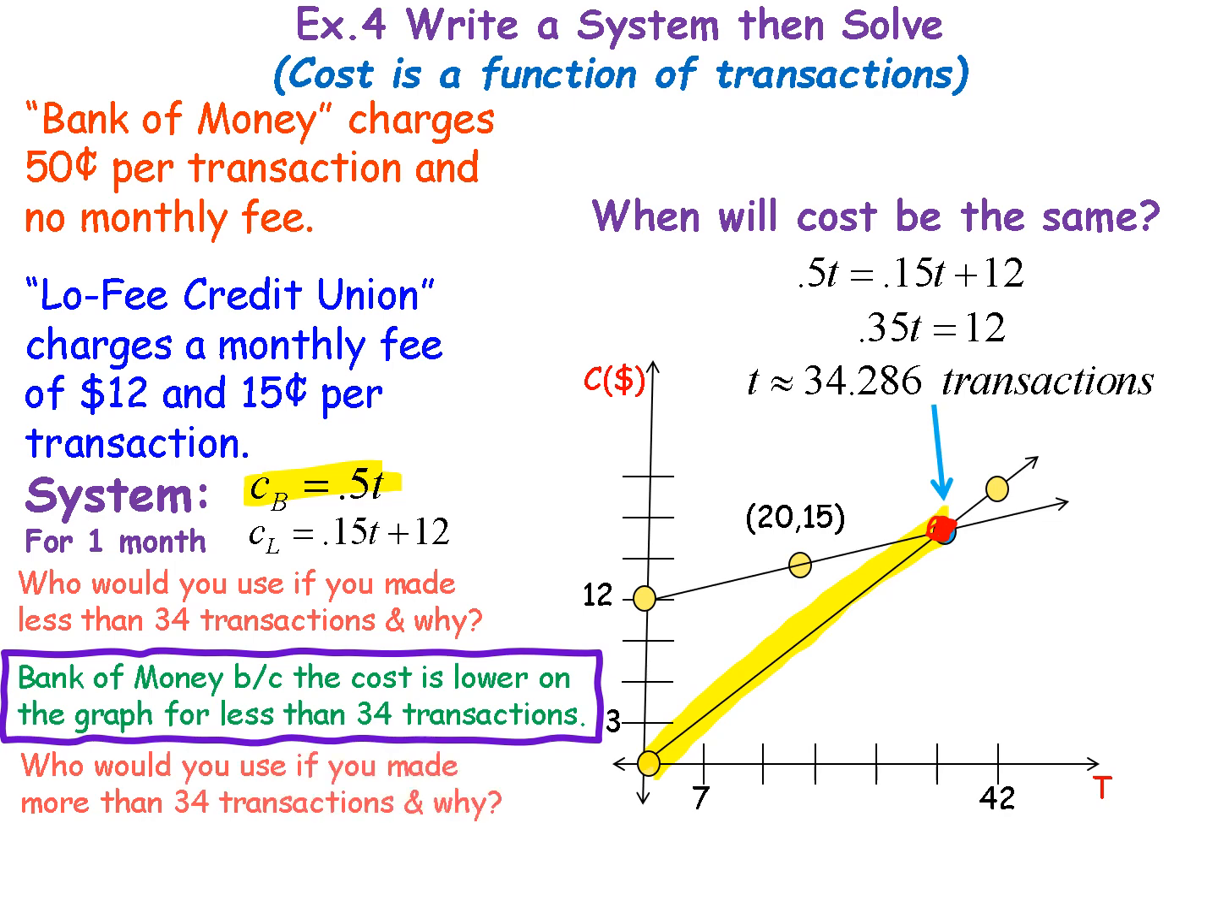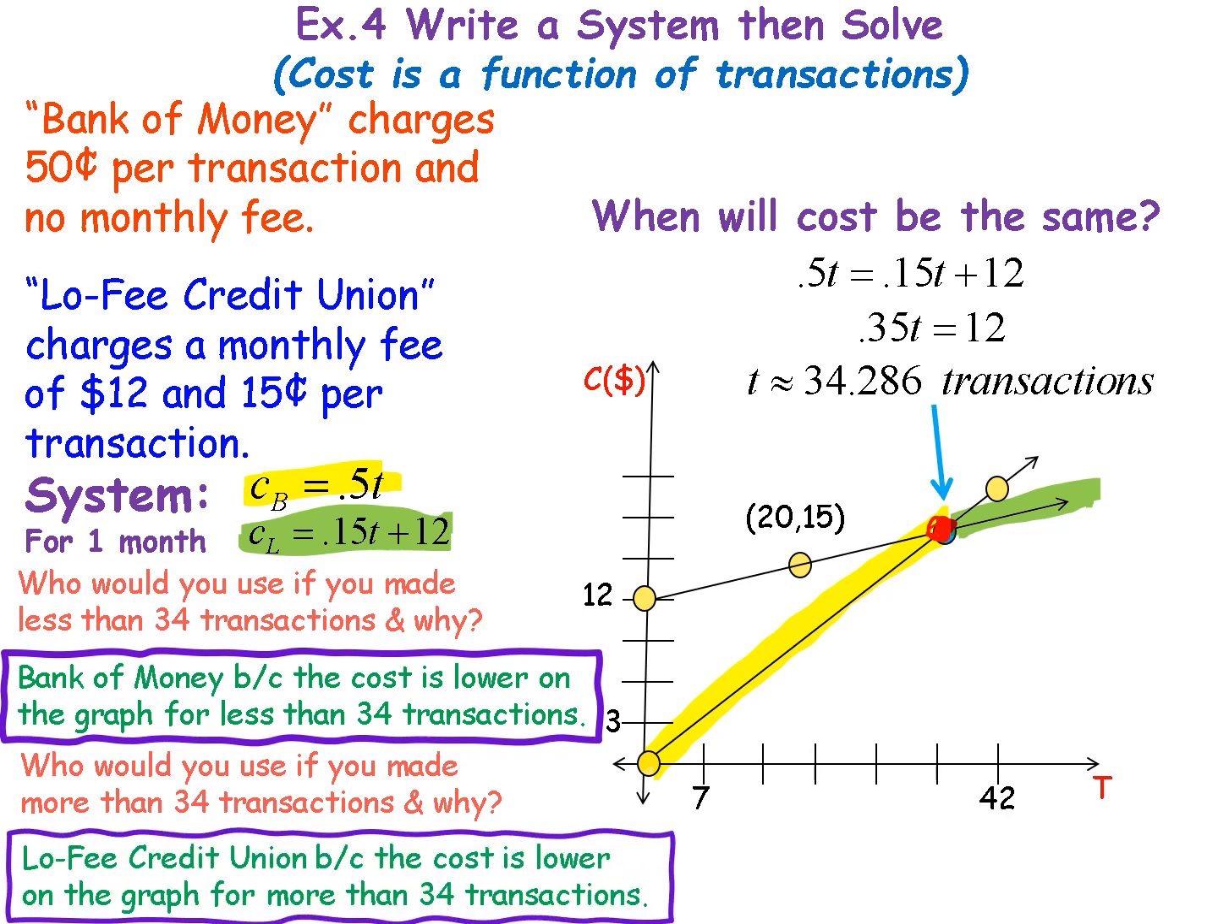However, who would you use if you made more than 34 transactions, and why? Well, greater than 34 transactions would be to the right of the point, which would make it this line. If you trace this line all the way back, you're going to see that it's low fee credit union. So if you make more than 34 transactions a month, you're going to want to go with low fee credit union because the cost is lower.